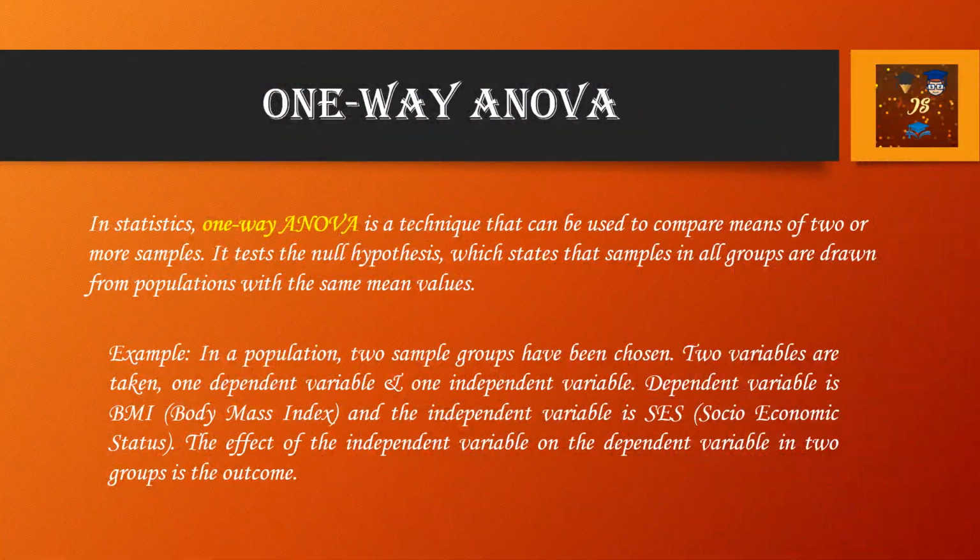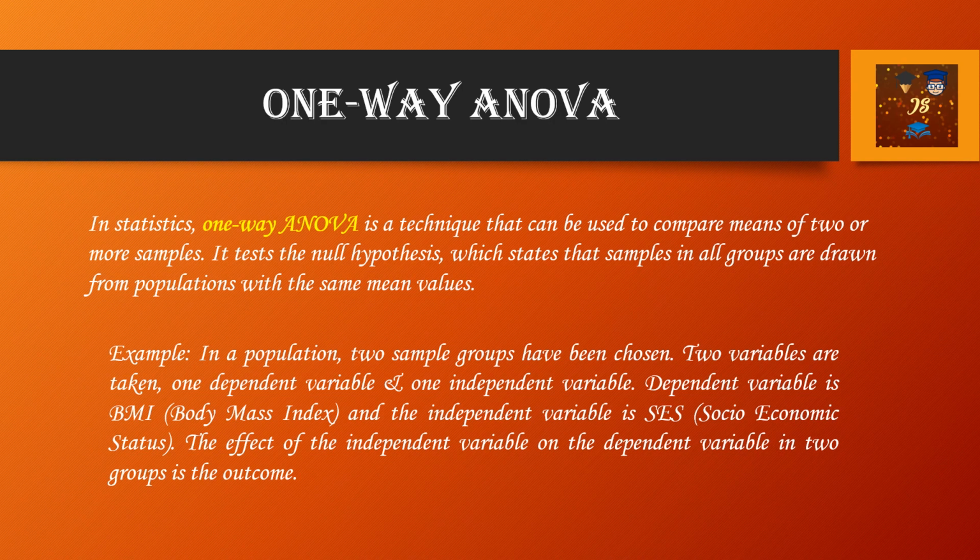So there are three types of ANOVA: one-way ANOVA, two-way ANOVA, and three-way ANOVA. First of all, let's discuss one-way ANOVA. In statistics, one-way ANOVA is a technique that can be used to compare the means of two or more samples. Again, as before, you can take two sample groups, or you can take more than two sample groups.